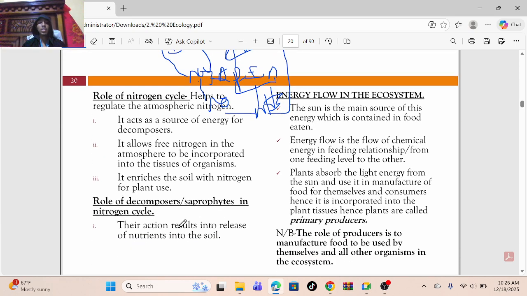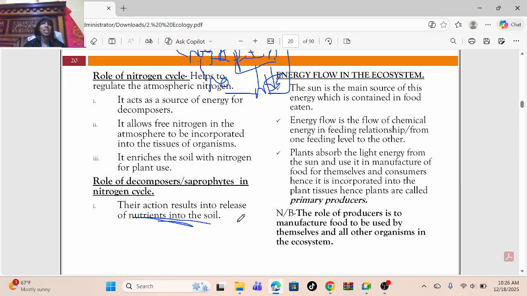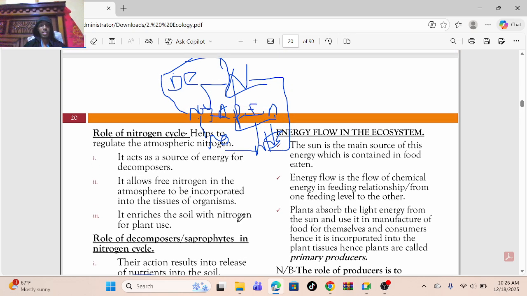Role of decomposers or saprophytes. What do decomposers do? Their action results in the release of nutrients in the soil. So what does this bring? Nutrients in the soil. That is known as the nitrogen cycle. Is there a question?